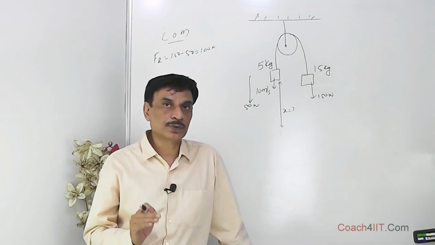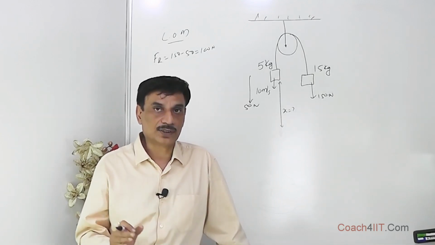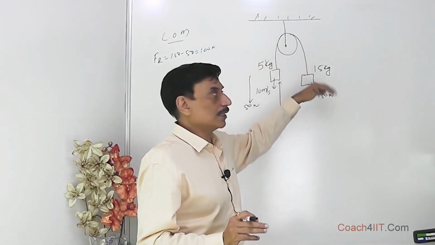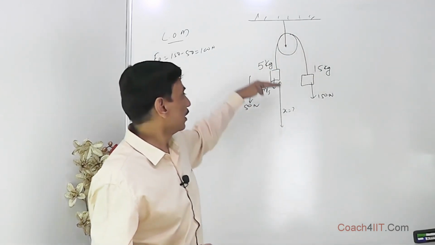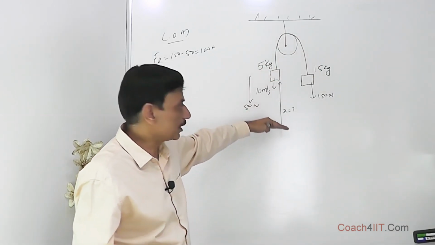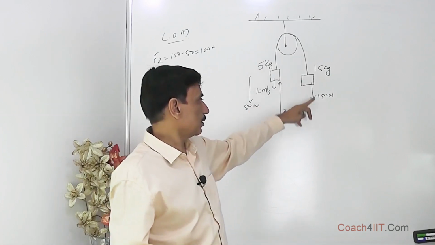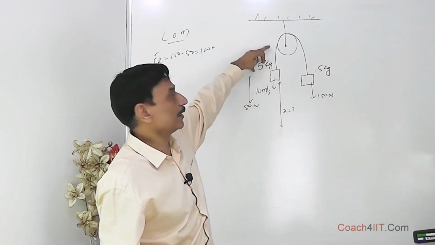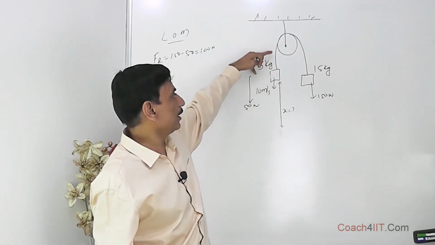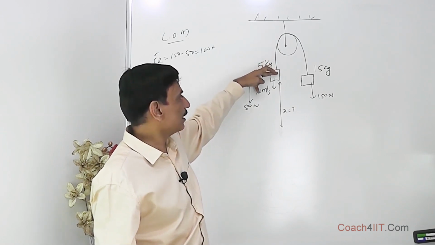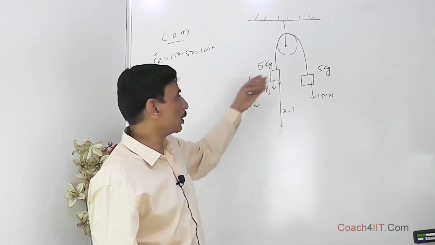Do not confuse the velocity with the acceleration. The net force is in this direction, so the acceleration will be in this direction. That's why the retardation will be in this direction. When the acceleration is in this direction, this block will be accelerating in this direction, that is, the velocity will be increasing in this direction. It means the velocity will be reducing in this direction, and that is what is happening.